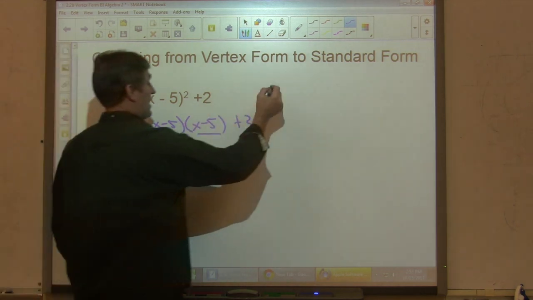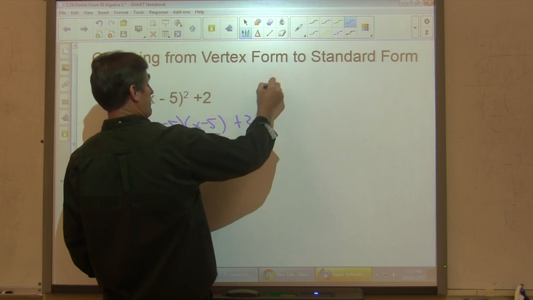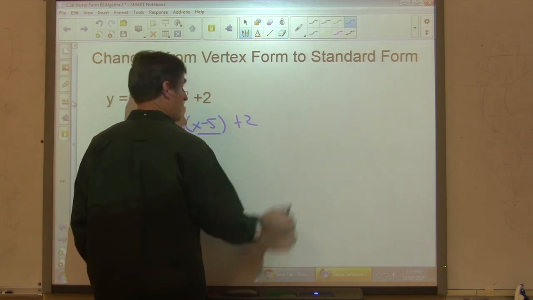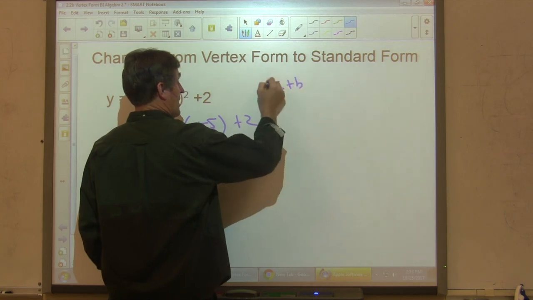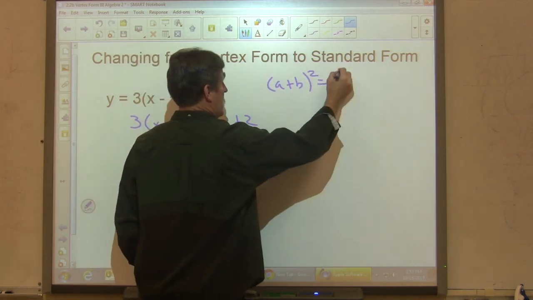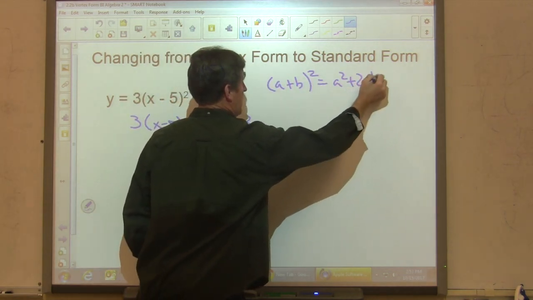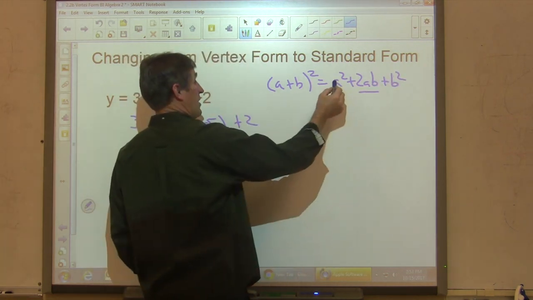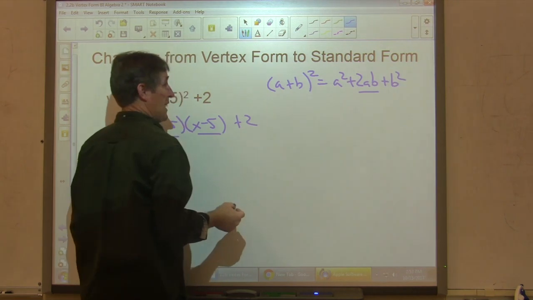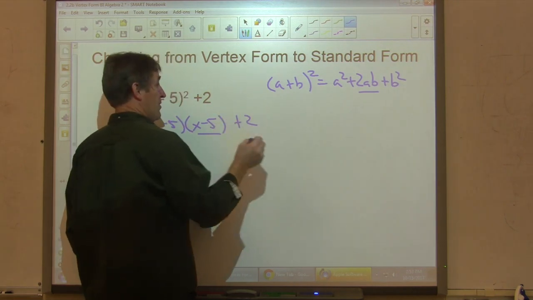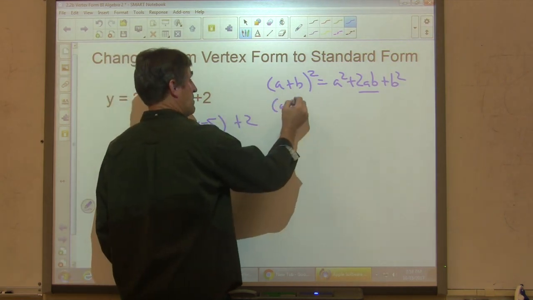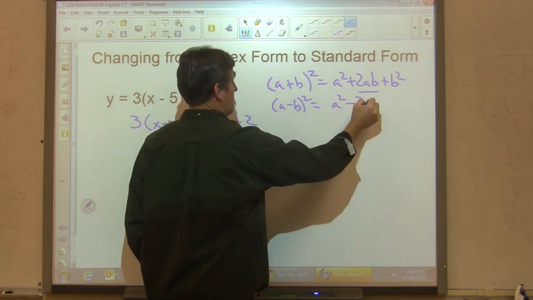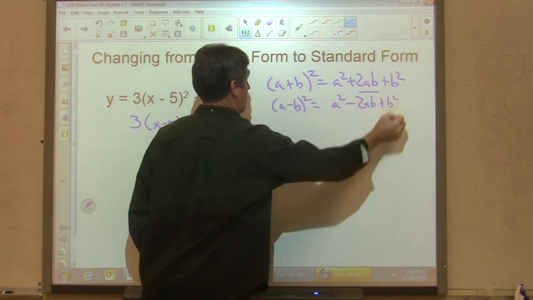Now it's nice if we can understand the shortcut. That a plus b squared is a squared plus 2ab plus b squared, that this middle term is double the square root of the first term and the last term multiplied together. Or if it's a minus b squared, then that is a squared minus 2ab plus b squared.